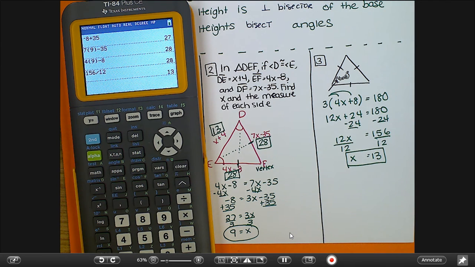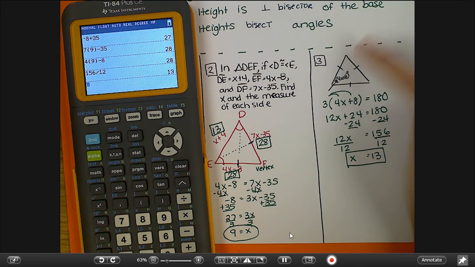Interestingly, you cannot figure out anything about the sides of this. We know they're the same. There's no way to figure out how big they are because we don't have any side information.